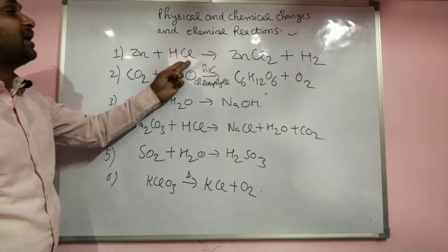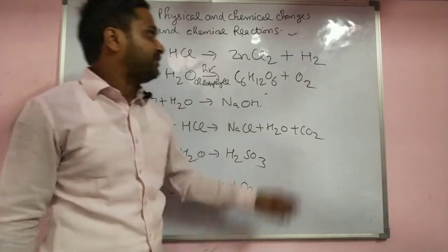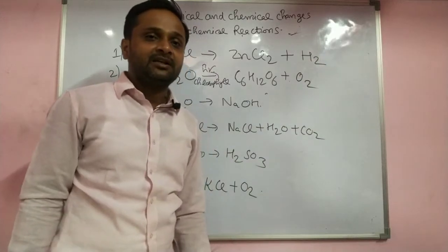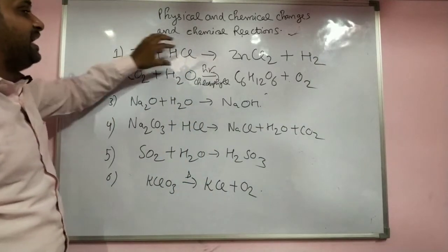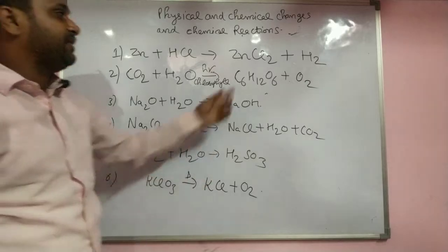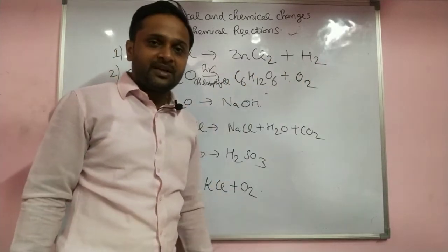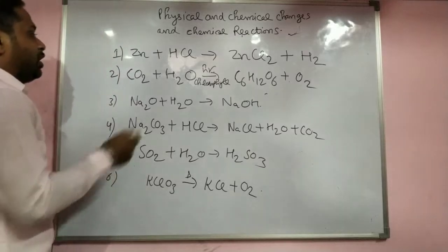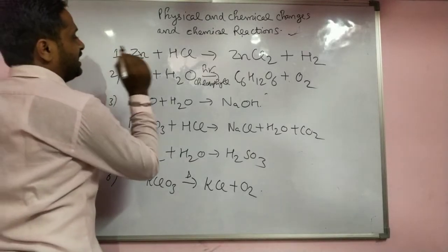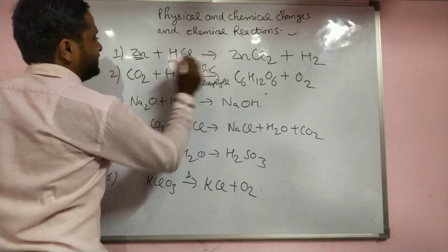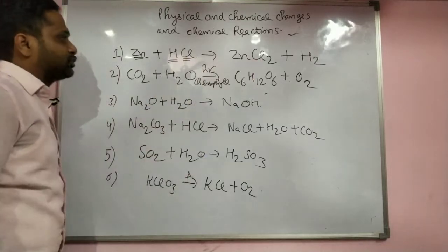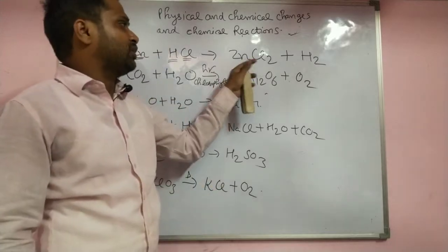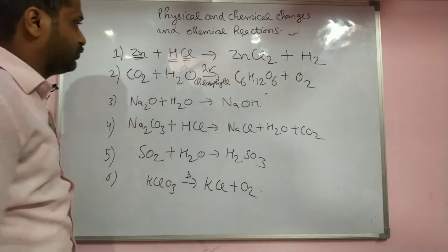Zinc plus hydrogen chloride, when they react, give us zinc chloride and hydrogen gas. When you put an acid on a metal, it gives us a salt plus H2 gas. But we have to do only balancing. Here, see, how many elements are there? One zinc, one hydrogen, and one chlorine. First of all, balance the element which is more in quantity.